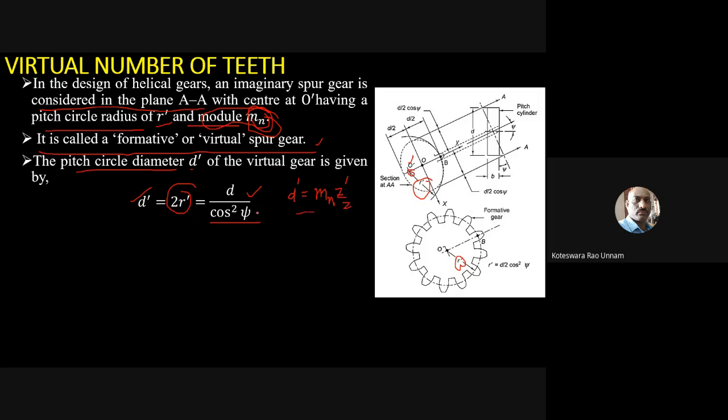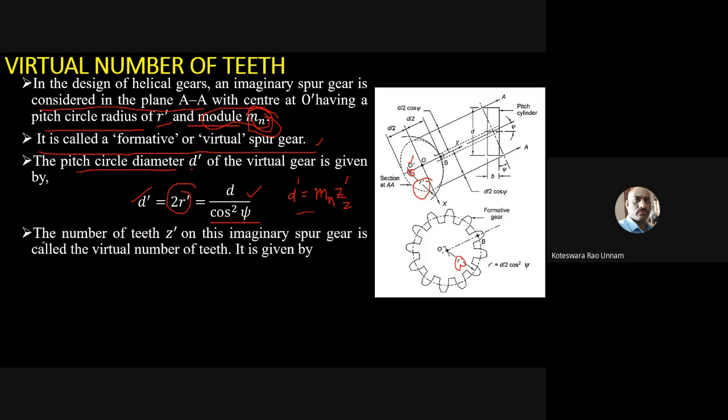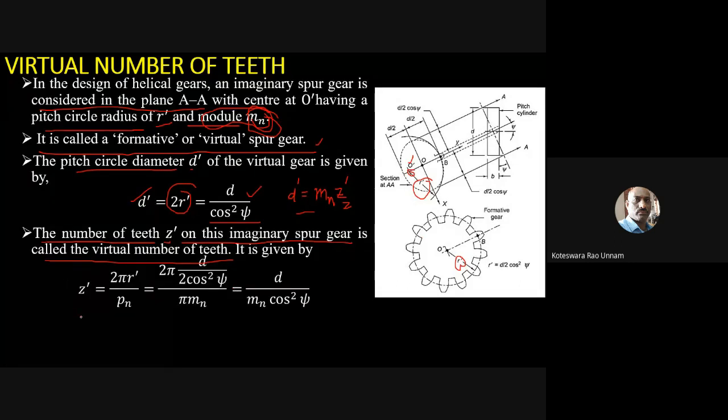With this relation, if I substitute this, I'll get the Z dash. So Z dash is nothing but d dash by mn. That is the only thing. If you want to replace the mn by m, then your mn is nothing but m cos psi. Like that also you can substitute. The number of teeth Z dash on this imaginary spur gear is called the virtual number of teeth. It is given by Z dash equals 2 pi Rn by Pn, or else simply you can take it as d dash by mn also.